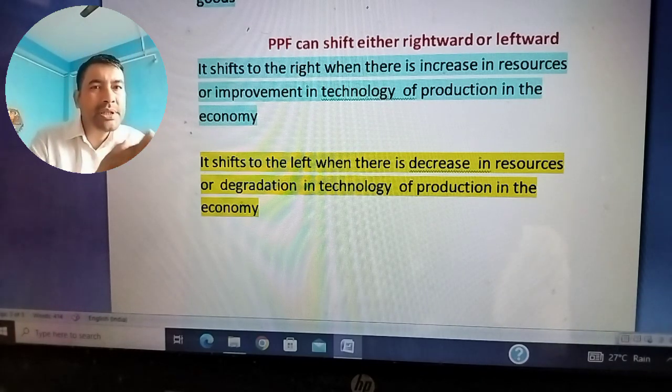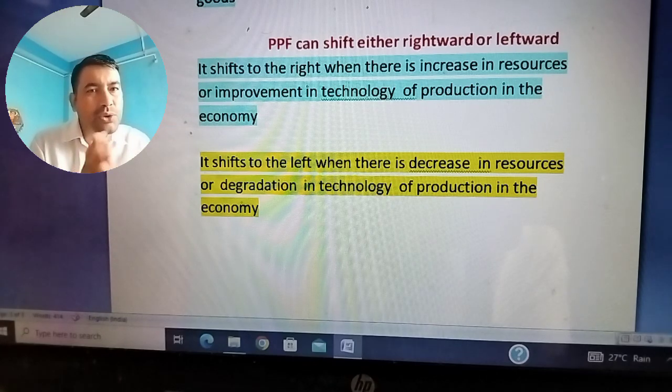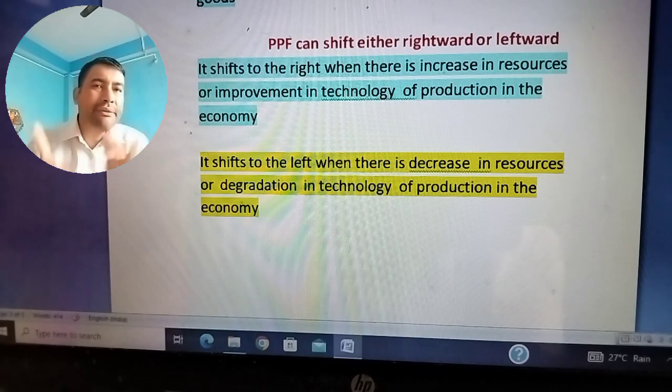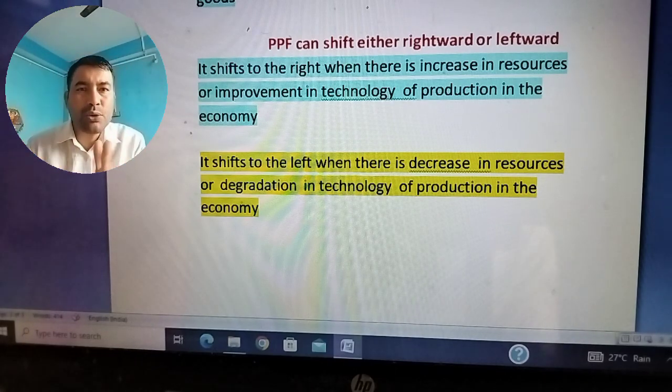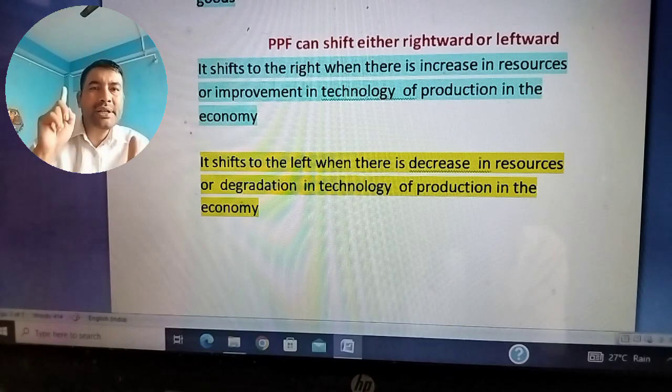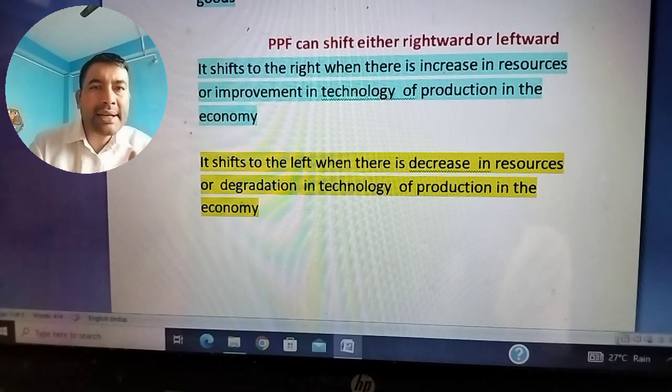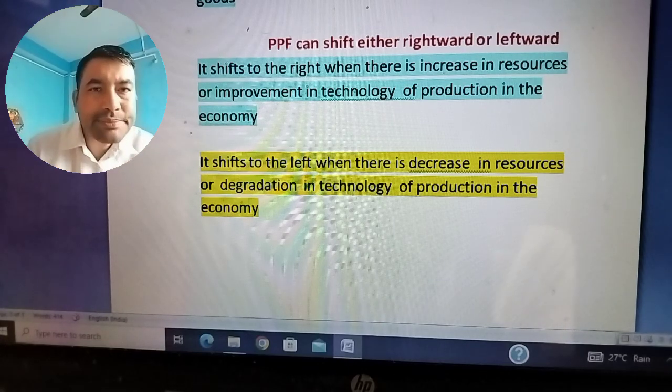So the production possibility curve may shift due to change in resources or due to change in technology. If resources increase and there is improved technology, it shifts to the right. And if there is a decrease in supply of resources and degradation in technology, then the production possibility curve will shift to the left.